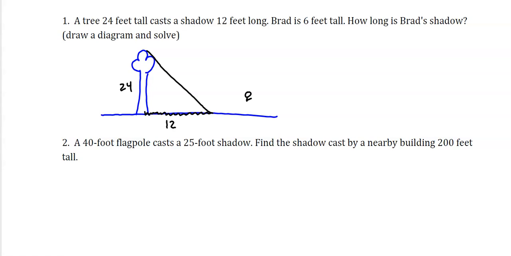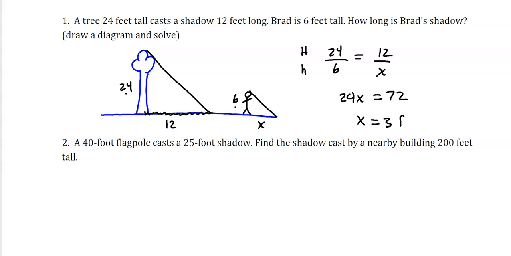Then I have Brad, Stickman Brad over here, and he's 6 feet tall, and we're trying to figure out his shadow. A couple different ways to do it. You could set up a proportion and do like height to height. So big height to little height, and then do big shadow to little shadow, and you could cross multiply and solve that. That's kind of a classic straightforward way.